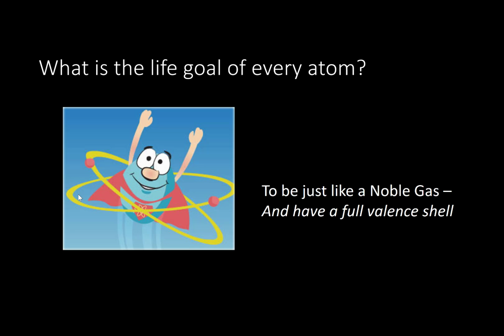presentation. The question is, what is the life goal of every atom? And of course, we answer that right there. The life goal, if you were to meet an atom, or if you were an atom yourself, your life goal would be to be just like a noble gas. And by that I mean you would have a full valence shell. That's what every atom wants. And you'll see that come up throughout this presentation. You'll see that many of the characteristics of atoms have to do with this principle of wanting to become just like a noble gas.